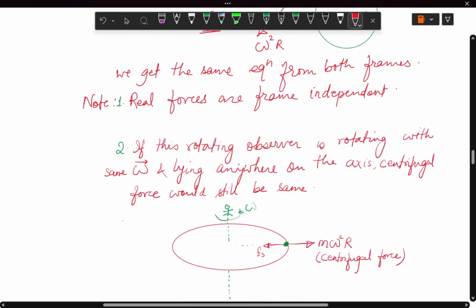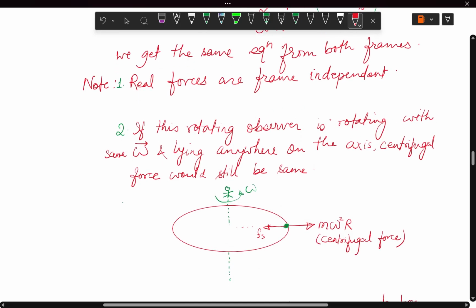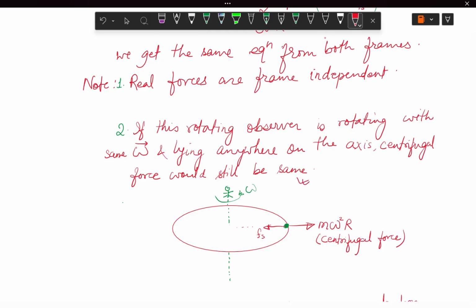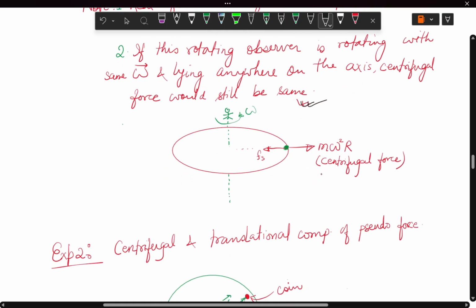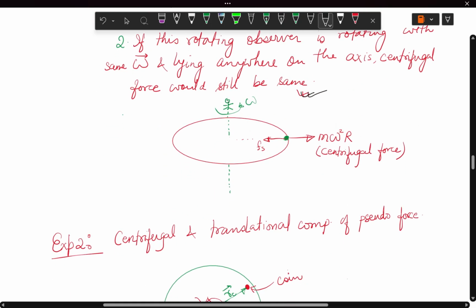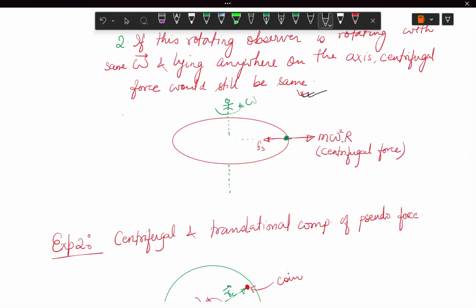If the rotating observer is rotating with the same omega and lying anywhere on the axis, the centrifugal force would still be the same, as I have already mentioned. No need to explain this one again. So if this observer is lying anywhere on the axis, he will see the centrifugal force as the same, m omega square r only, because we write m omega square into r perpendicular. Don't write the distance from the observer to the coin; only write the r perpendicular. Fine, this is example one.